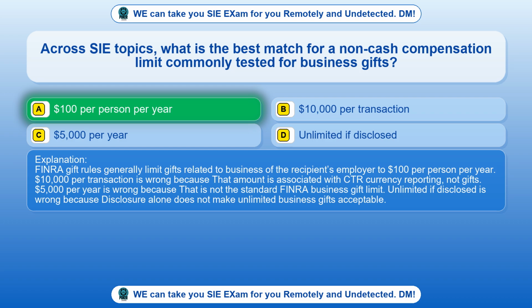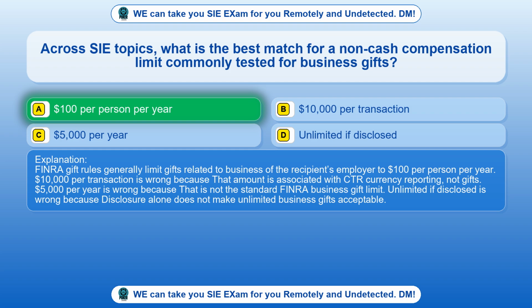FINRA gift rules generally limit gifts related to business of the recipient's employer to $100 per person per year. $10,000 per transaction is wrong because that amount is associated with CTR currency reporting, not gifts. $5,000 per year is wrong because that is not the standard FINRA business gift limit.